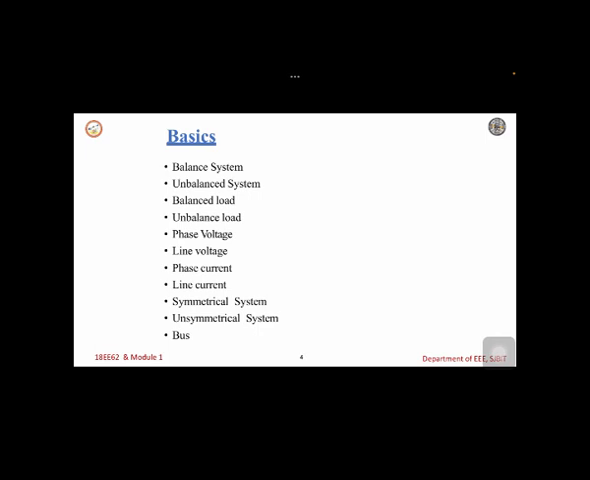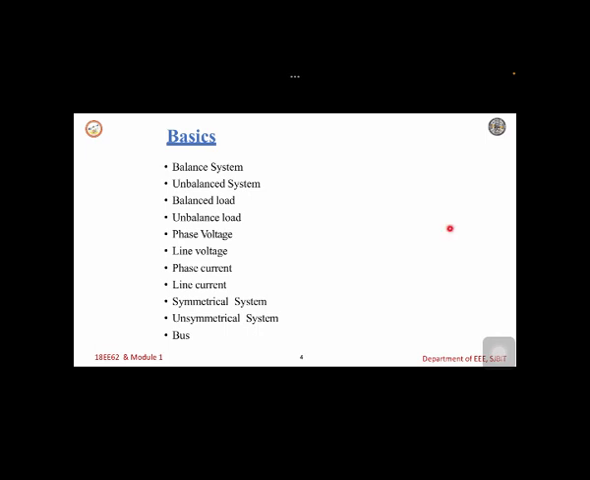the base values, and we have to see how to write the steady state model of asynchronous machine, power transformer, transmission of electrical power, representation of loads. So, all these concepts we will be studying in this module 1, representation of power system components.